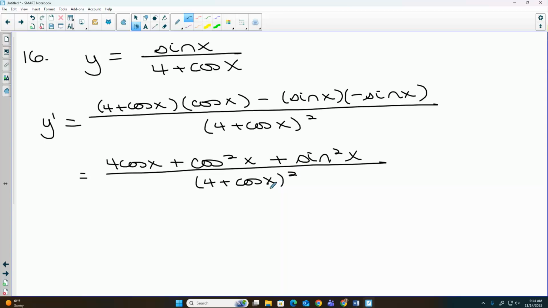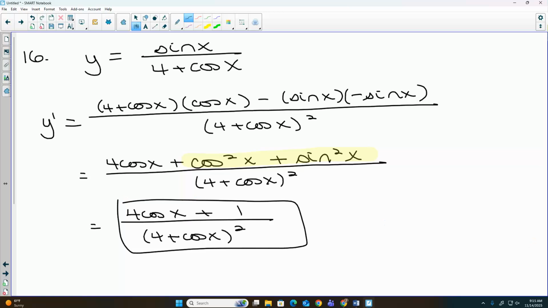All right, we are very close. There is one thing I would like for you to recognize here. What is cosine squared plus sine squared? 1. That's like one of the only trig identities I expect you to know because it is so helpful in some problems. So we can turn that into a 1. And this would be our final answer.